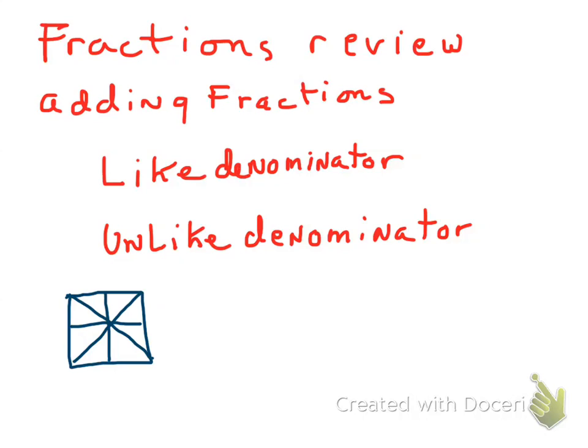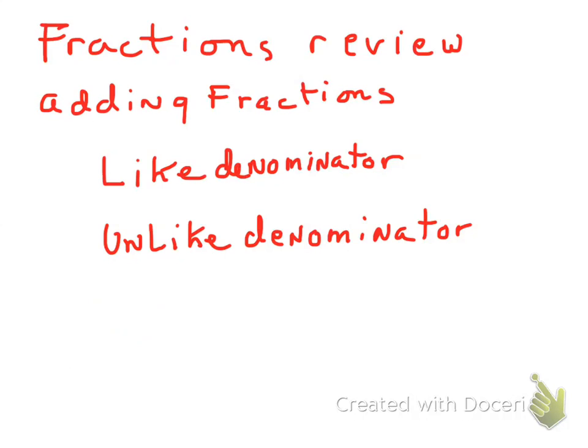And you remember that the numerator tells us how many of those parts we're actually interested in and working with. So if we have 2/3, we have something that we've cut into 3 parts and we're interested in working with 2 of those parts.